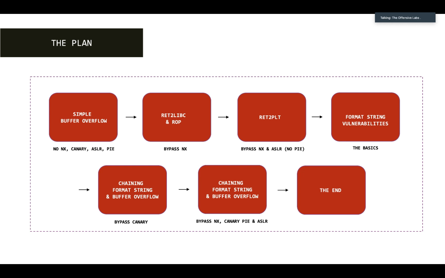And once that is done, we are going to see another technique called return to PLT, which is going to bypass both NX as well as ASLR, but we will still have to disable PIE, position independent executable, for this particular case. And once that is done, we are going to get into format string vulnerabilities.